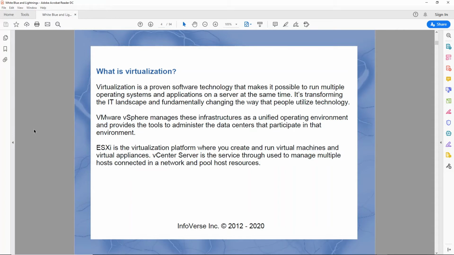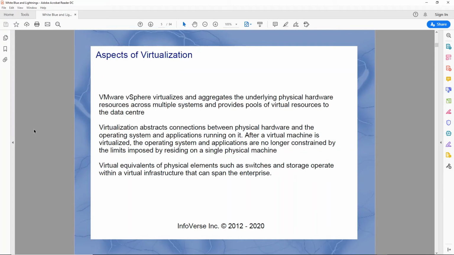ESXi is the virtualization platform which allows you to create and run those virtual machines and appliances. And vCenter Server is the server used to manage a large environment, which includes multiple hosts, multiple storage devices, and multiple networks, where all the host resources are pooled together and seen as a single unified infrastructure. vSphere virtualizes and aggregates those underlying physical hardware resources.